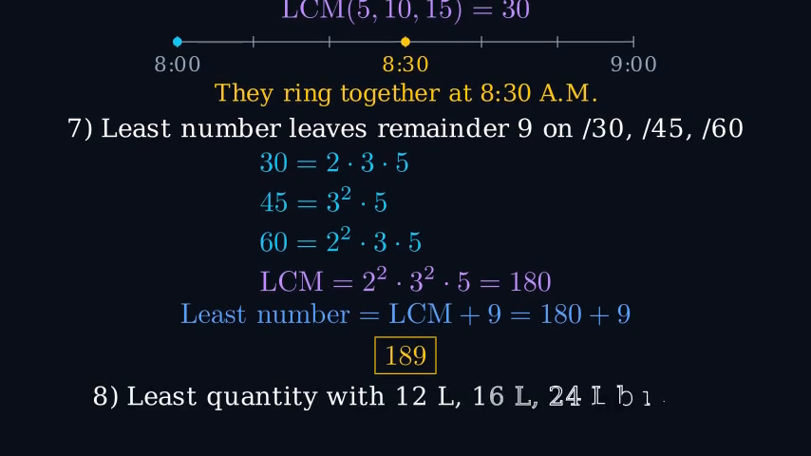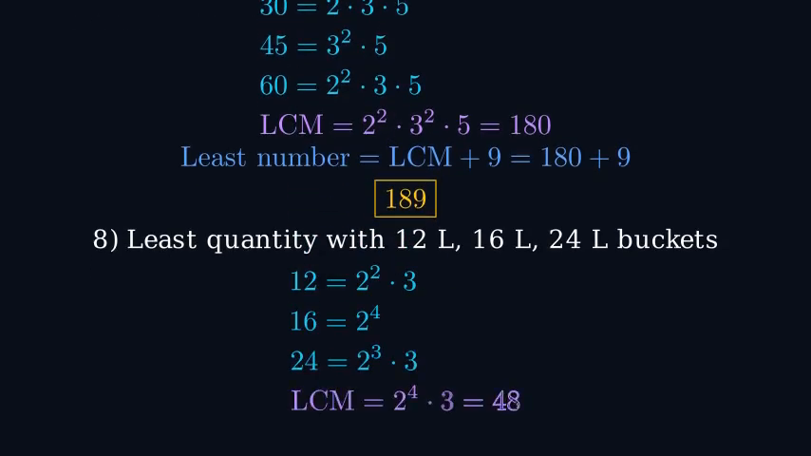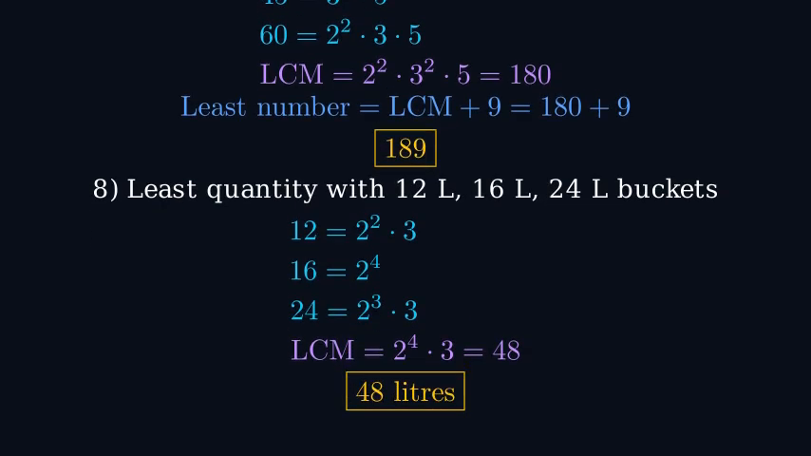Problem 8. Find the least quantity of milk measured exactly by buckets of 12, 16, and 24 liters. That is a least common multiple. Compute the least common multiple using prime powers. So the least quantity is 48 liters.